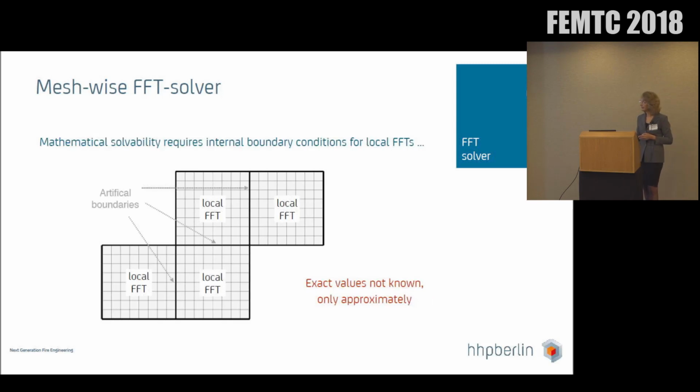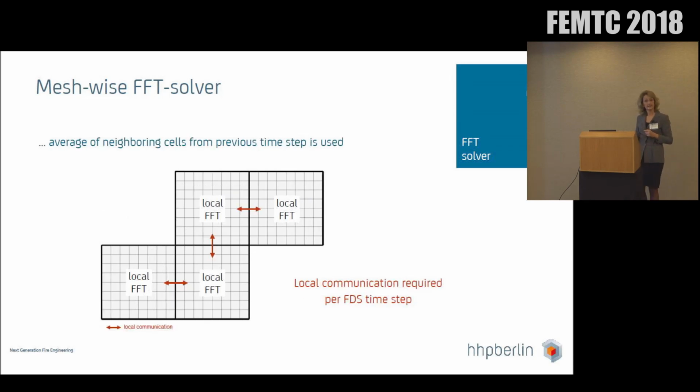But in order to solve those local problems, we have to specify boundary conditions there, all over the mesh domain, not only at the external parts of it. But these values are not known at all. They can only be specified approximately. And to this end, the meshes have to communicate to each other because they simply take their own average from the last time step to set the new boundary data. So we need a local communication there.